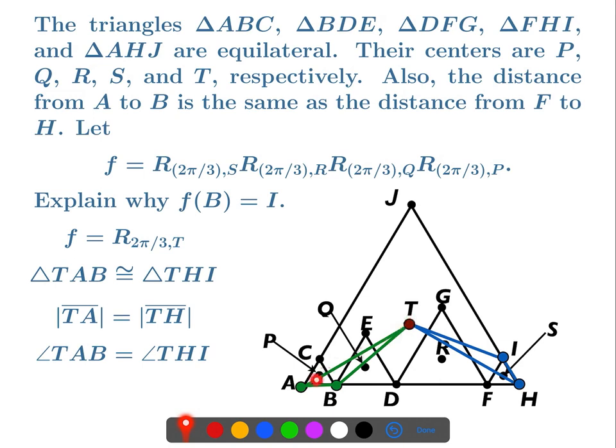So we have a side and this angle, and we have this side and this angle. To prove these triangles are congruent, we can use side angle side. We want to say that AB is the same length as HI here. So where is that coming from? Well, that's coming from the fact that these two small equilateral triangles have sides of the same length. It was given that AB was equal to FH, and they're equilateral triangles, so HI will be the same length as AB. So these two triangles are congruent by side angle side.